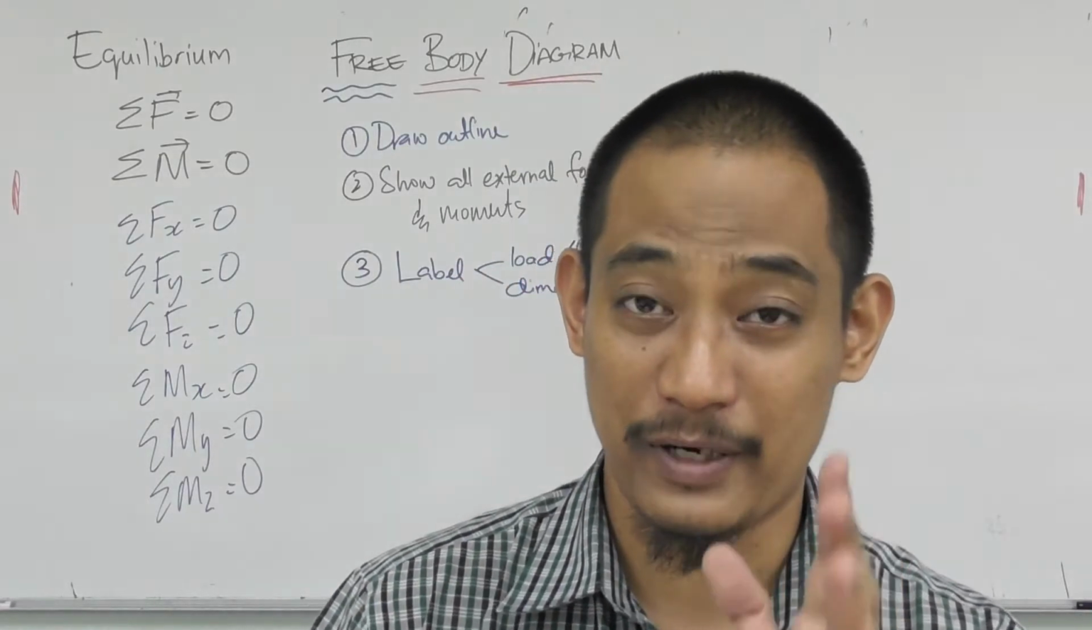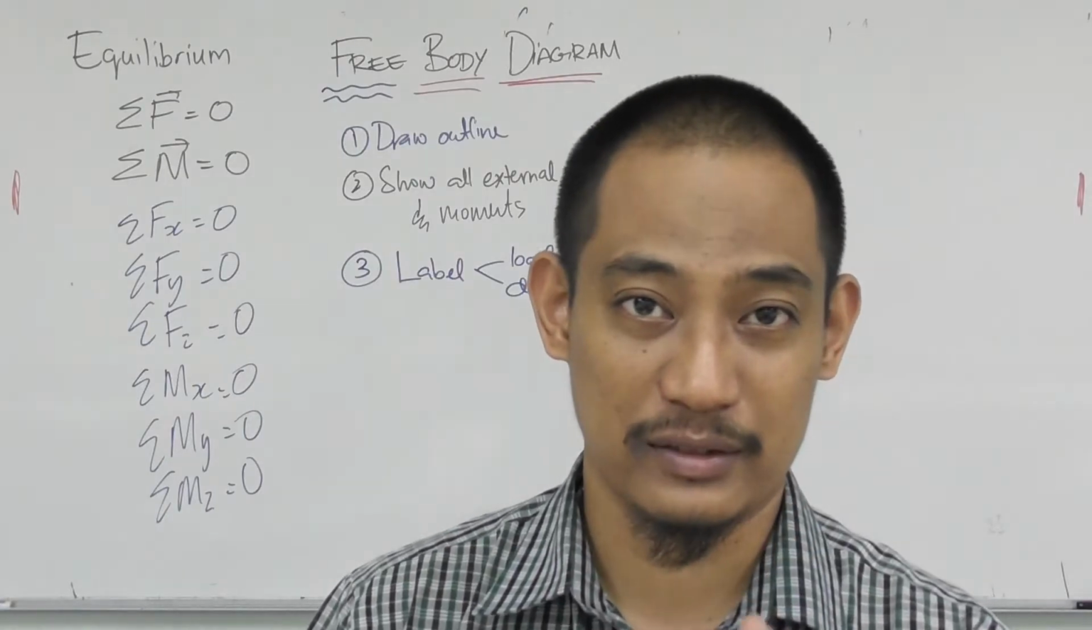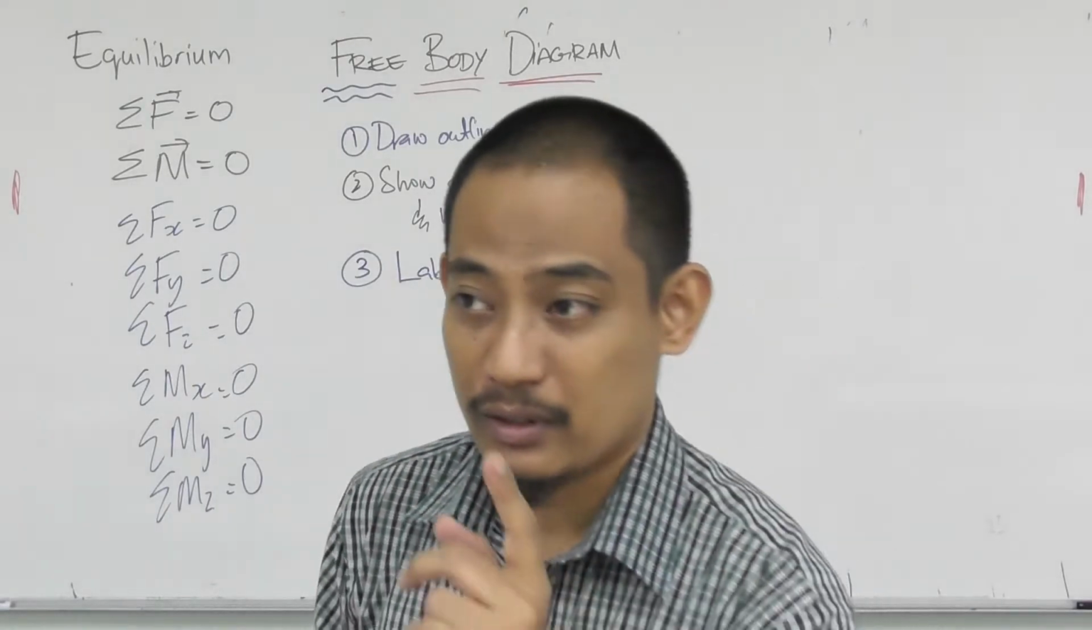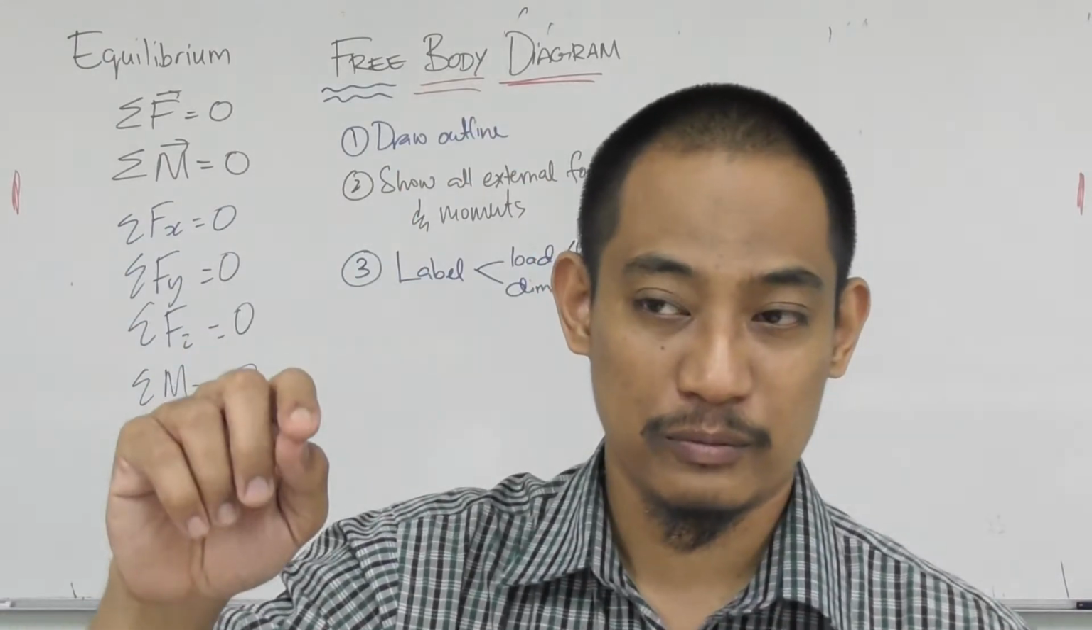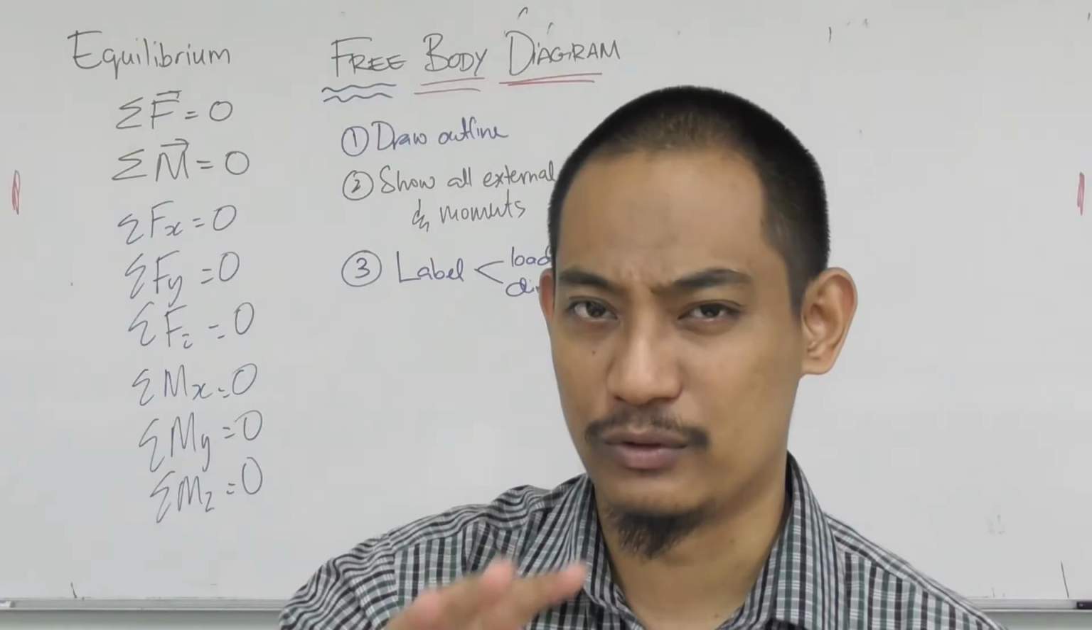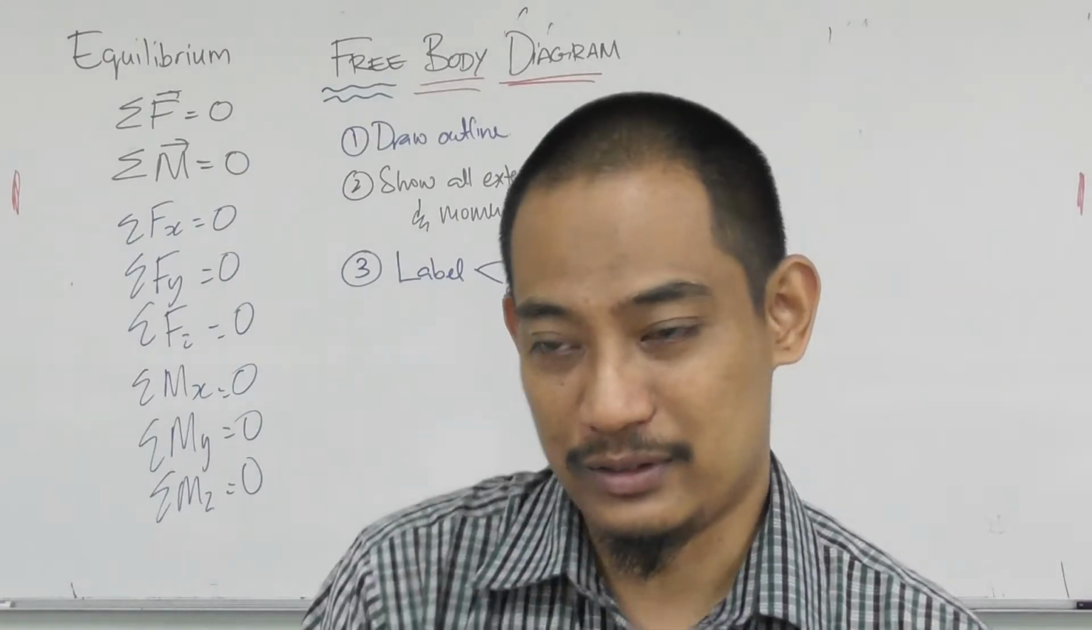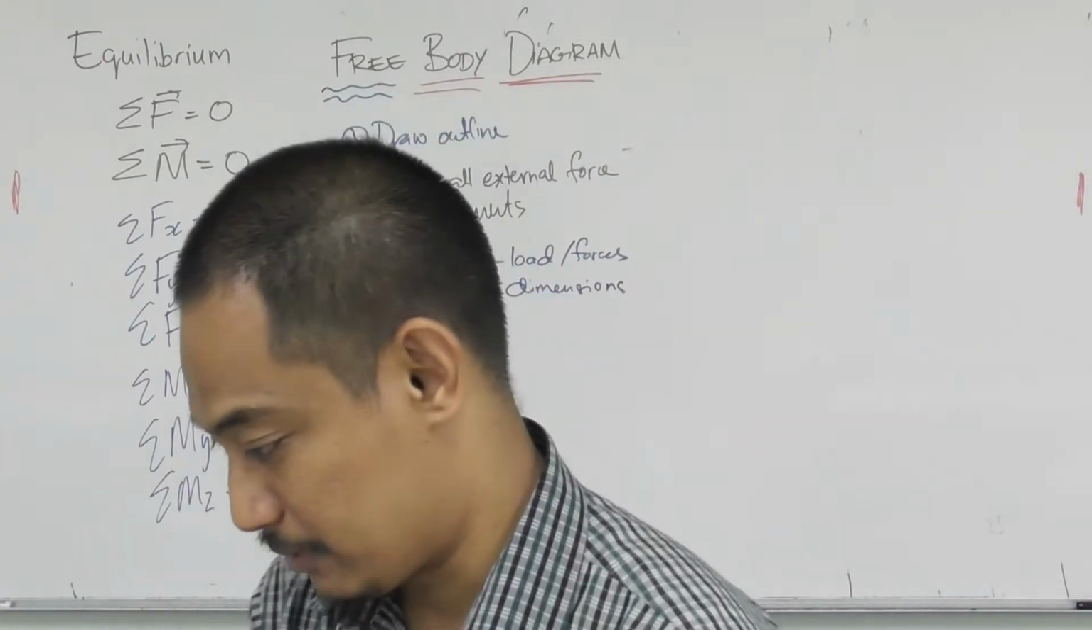Do not be surprised if you lose a lot of marks in your free body diagram in your exam if you do not fulfill all this. For example, you just draw the arrow, but you do not label it. Do not be surprised you lose a lot of marks there, because it's not a complete free body diagram. Alright.